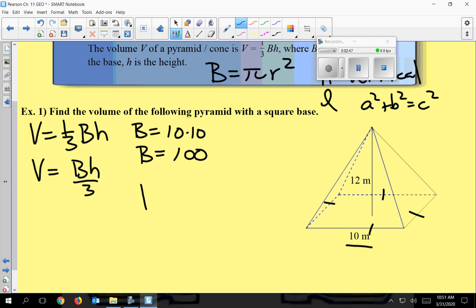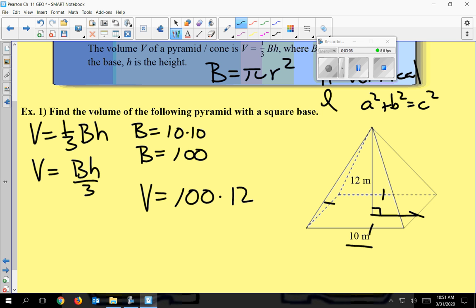So now I'm going to get the volume. It's going to be the area of the base, 100, times the height. Now, I'm assuming this is a vertical height, and let me just illustrate here too. Typically, when it's drawn that way, it's drawn at a right angle to the base, so that means it's a vertical height. So I'm going to get 12.